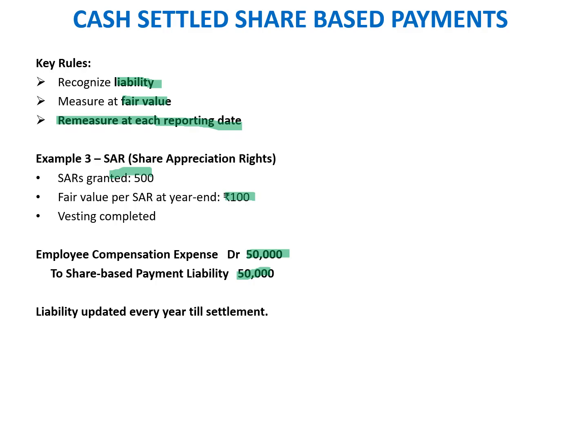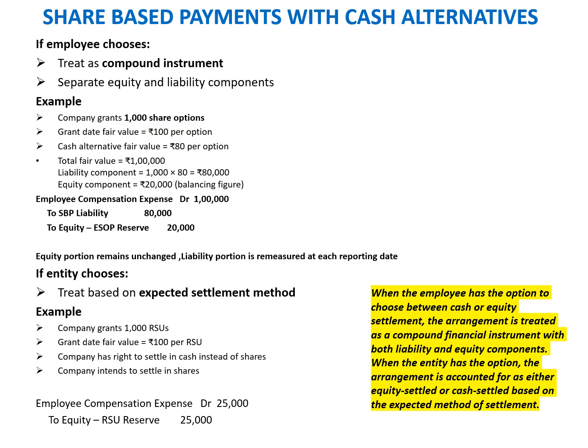So we'll move to the next slide. Okay. So we are going to talk about the third option here, which is share-based payment with cash alternatives. We have talked about the equity share issues. We have talked about cash settled in lieu of equity, and now we are saying share-based payment with cash alternatives. So if the employee chooses, we have to treat it as a compound instrument. We have discussed this earlier. And if the employer chooses, then it has to be the expected settlement.